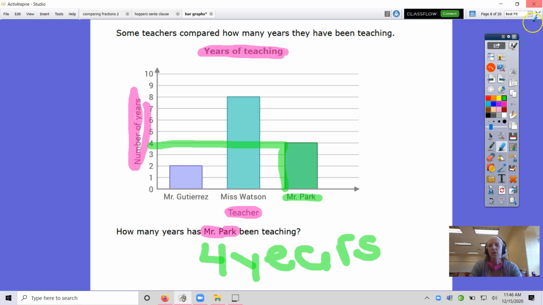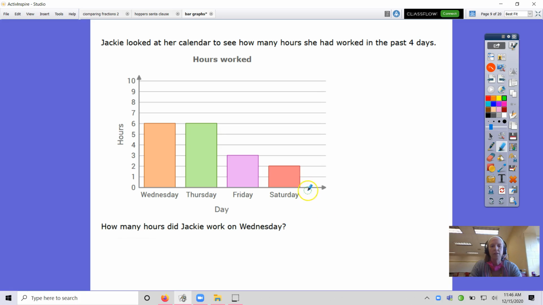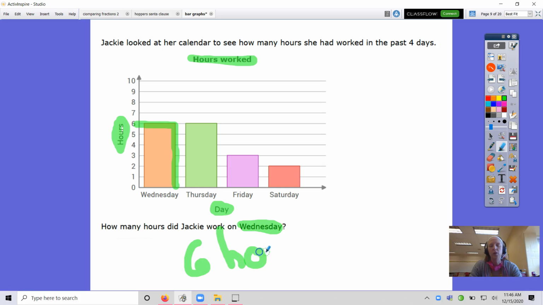Now we're going to look at another bar graph. This one, the title is Hours Worked. We have the days that she worked and how many hours she worked on each day. So they want to know how many hours Jackie worked on Wednesday. We're going to find Wednesday. I'm going to go across to where that bar tops out, and I see that she worked 6 hours on Wednesday.